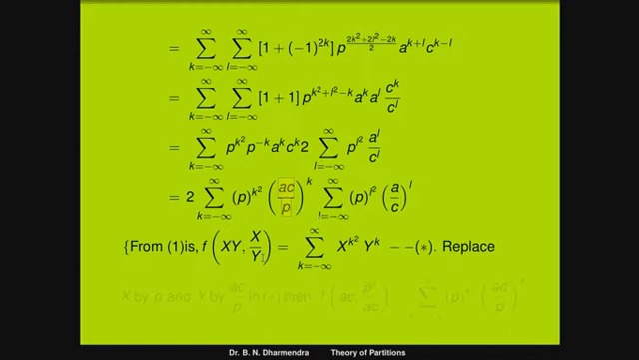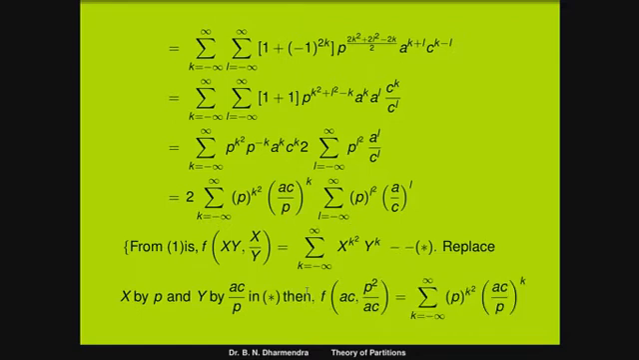So in the first series, what do we have to replace? We have to replace x by p and y by ac by p. So hence it can be written as x by p and y by ac in star. Then f of ac comma p square by ac is equal to the summation running from minus infinity to plus infinity, p to the power of k square into ac by p whole to the power of k.